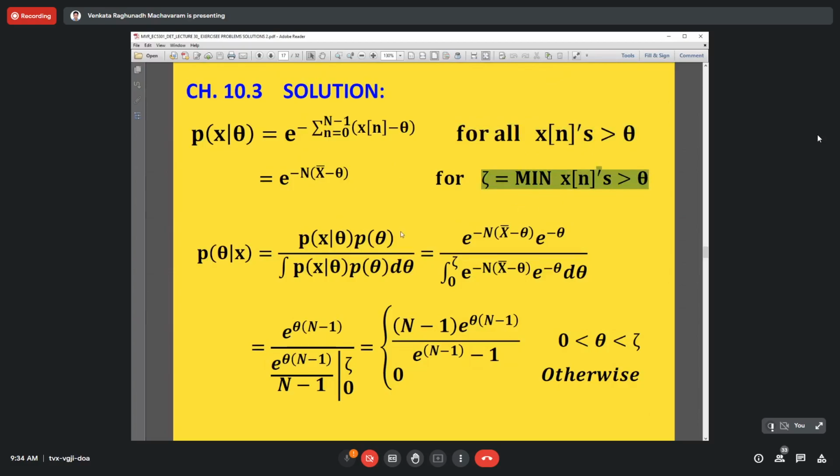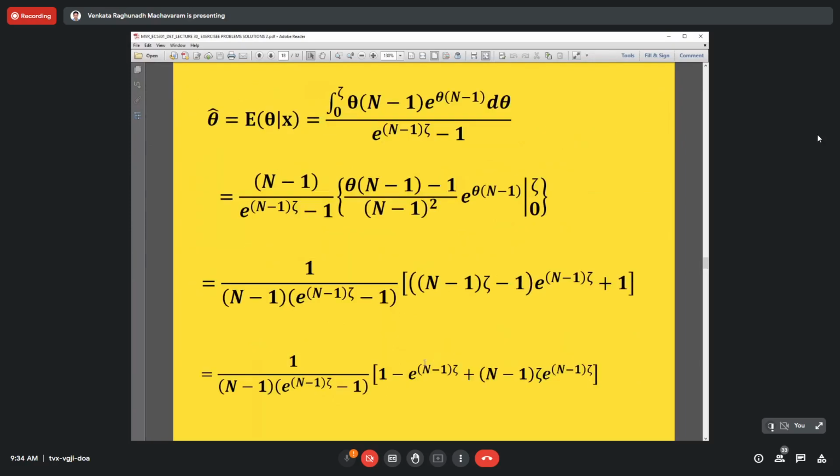Rewritten in this form, P of theta conditioned on x is the a posteriori density. Use Bayes rule, substitute this, and you can get n minus 1, e to the theta, n minus 1. How do you expand this? Substituting this and applying Bayes rule, you have to combine these two, minus n x bar plus n theta. Combine the theta terms, so you will get it like this. So theta hat is the expectation of this. Substitute the expectation of this, so that is this.